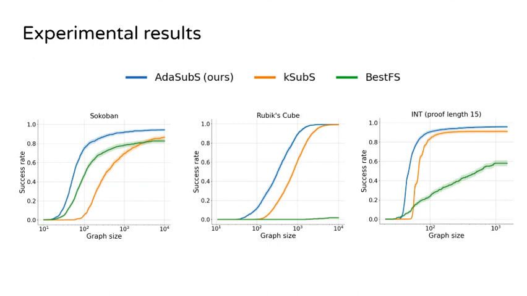In comparison, the non-adaptive variant, kSubS, is less successful, failing to solve twice as many cases as adaptive subgoal search. Additionally, our method typically required a computational budget that was about 3 times smaller than kSubS.